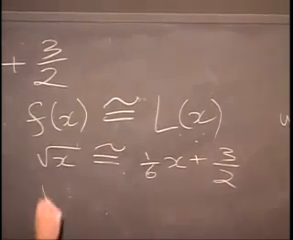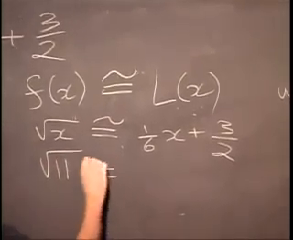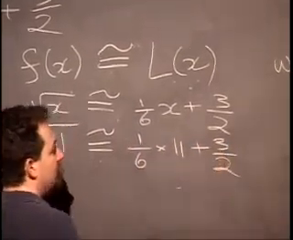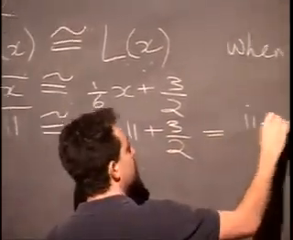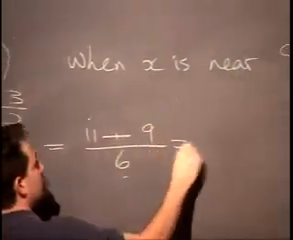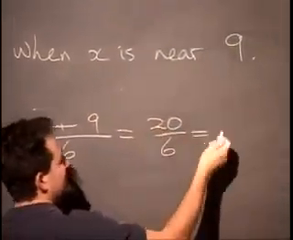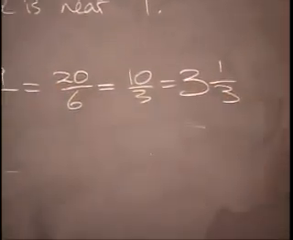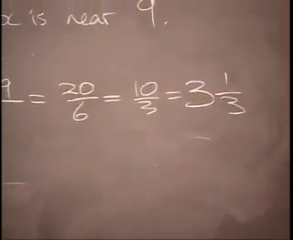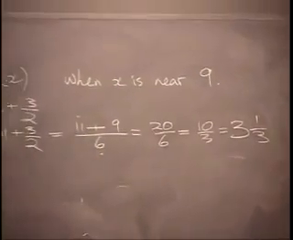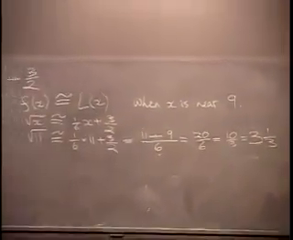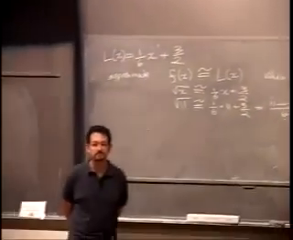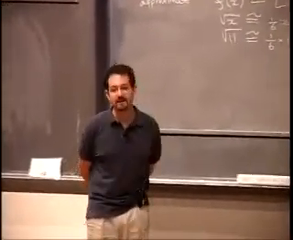So in particular, 11 is somewhat close to 9. It's 1/6 times 11, and if you work this out, you get 11/6 plus 9/6, which is 20/6, which is 10/3, which is 3 1/3. So what's root 11? 3 and a bit. What's the bit? It's about 1/3. Well, it's more than we knew before. And we didn't even need a calculator.